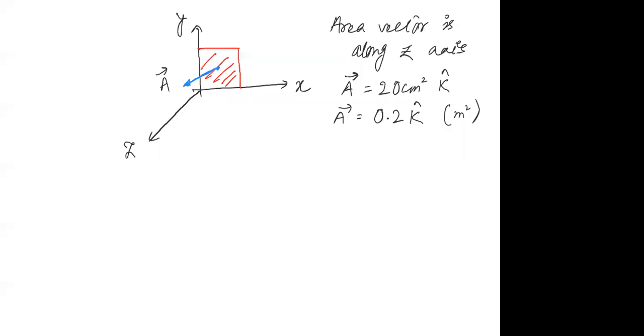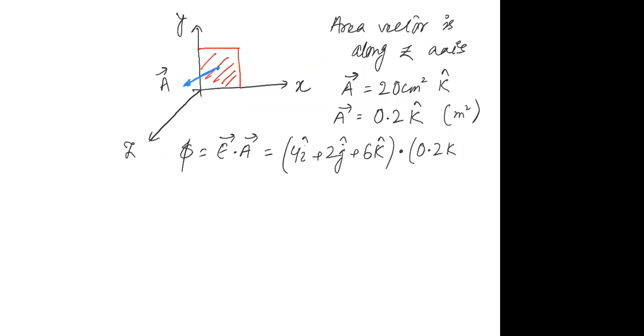है ना? अब फ्लक्स क्या होता है? फ्लक्स इज E dot A. नाउ टेल मी व्हाट इज द वैल्यू ऑफ E. E की वैल्यू बता दो. क्या लिखा था मैंने? 4I cap plus 2J cap plus 6K cap. वेरी गुड. Okay, I have to take the dot product of this whole with this 0.2 K cap.